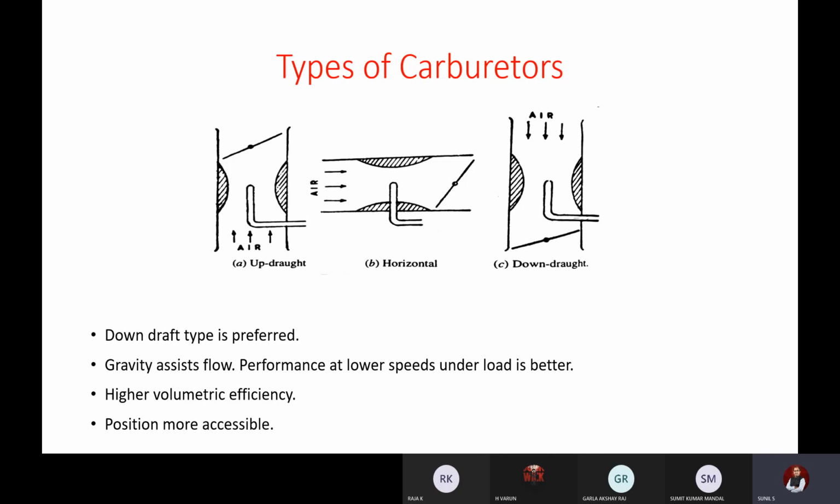In that, the downdraught type is the most preferred one. Why? Because gravity assists the flow. You don't need any alternate pumping requirement. And performance at lower speeds and lower loads will be better, as gravity will be assisting along with the pressure difference. And the downdraught mechanism will always have higher volumetric efficiency, and the position to which you can keep it will be more accessible. So these are some of the advantages. So downdraught is the most predominantly used type of mechanism.